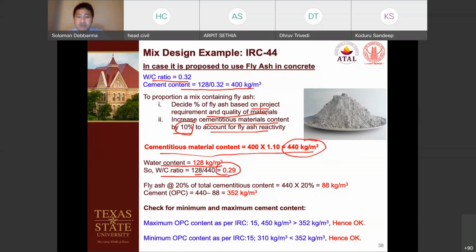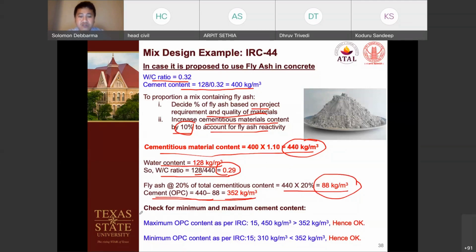So now let's say I want to use fly ash at 20% of the total cementitious content. So it gives us about 88 kg per meter cube of fly ash. So this is the amount of fly ash that we need to add in the PQC mix, and subsequently the OPC content becomes, since we have total cementitious material content as 440, we can subtract the fly ash content from it, which gives us 352 kg per meter cube. So now we have our OPC content.